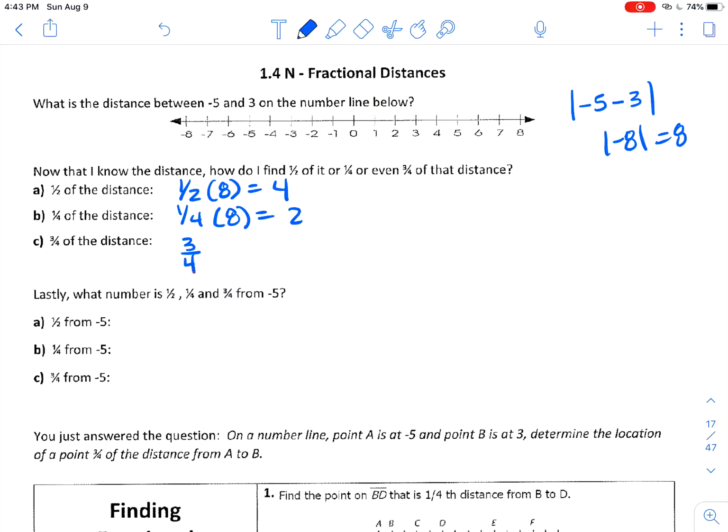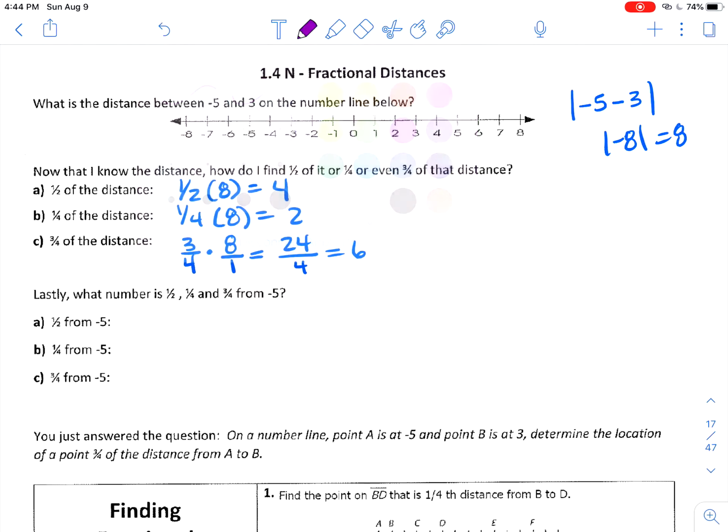Let's take the fraction, and I'm going to write it one on top of the other, and I'm going to multiply it by that distance. Now, that's a whole number 8, so I'm going to go ahead and put it over 1 so that my fractions look the same. Now, there's two ways I can do this. I can multiply straight across. 3 times 8 is 24, 4 times 1 is 4, and then reduce that.